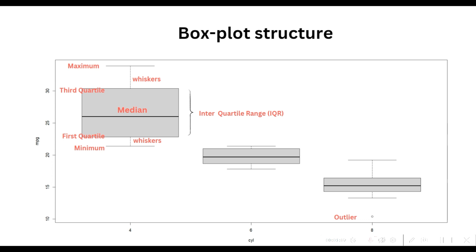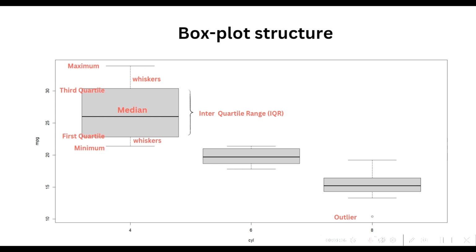The solid black line that you see in the middle of each box represents the median of the data. The third quartile, Q3, is the value below which 75% of the data points lie. The maximum value is the largest value in the dataset. The gray box represents the interquartile range, IQR, or the range between the first and third quartiles.